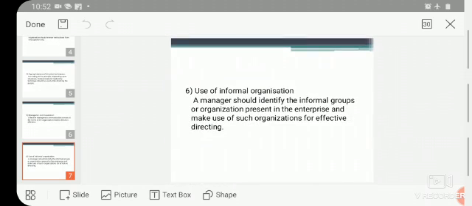Next one coming up, use of informal organization. In the organizing chapter, we came to know about this concept, formal organization and informal organization. The manager should make better use of this kind of network. No doubt the formal organization is framed by the management to convey the message of the organization. That means the objectives of the organization can be conveyed through that formal communication network.